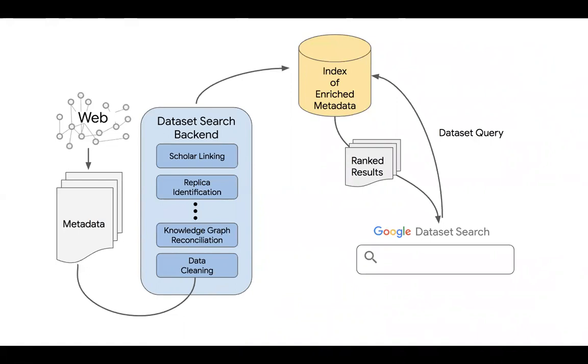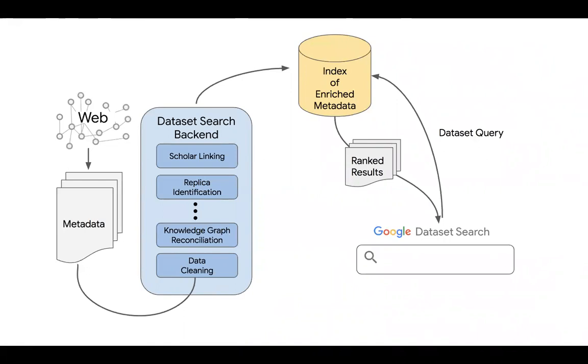Which brings me to the other side of this picture. Once we have created this catalog and cleaned up all the metadata, reconciled it, and created the replicas, and we do this regularly, obviously, we index all this enriched metadata. And basically that's what you end up querying when you go to dataset search. There's a query and then the ranked result list comes back.